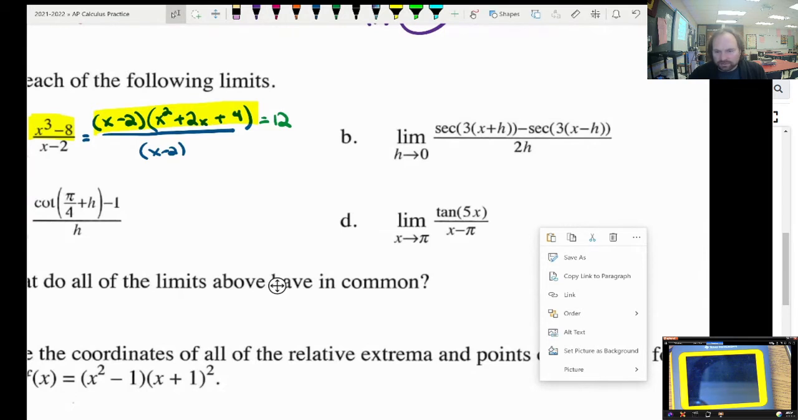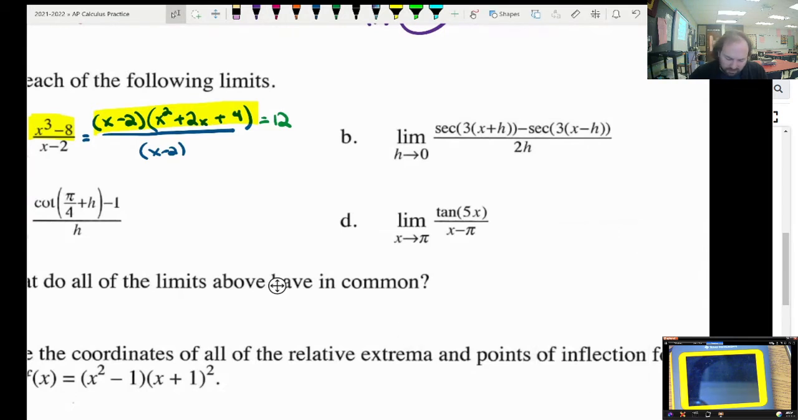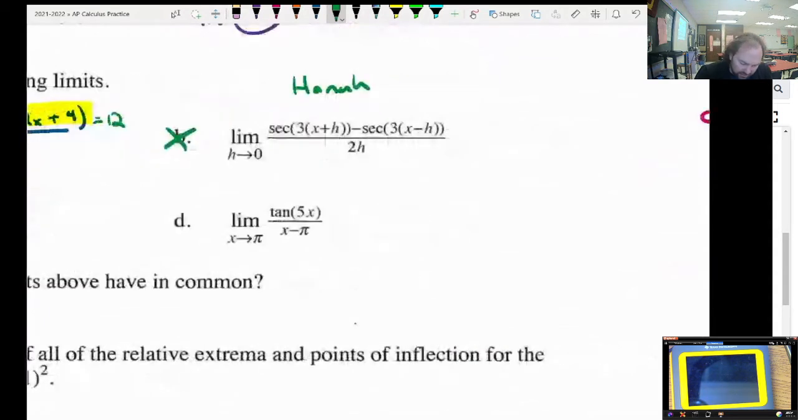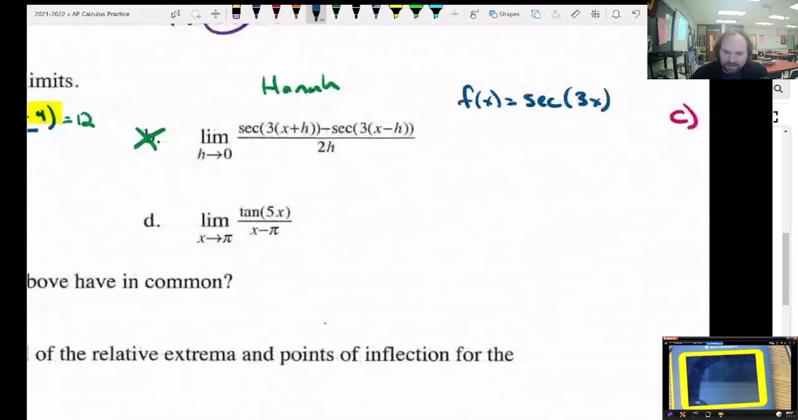You know what? The more I look at this question, I was hoping for some basic limit problems, but these are not fun. I don't like B at all. B is Hannah's method. What we are meant to see right now is that the function is secant of 3x. So I'm not going to assign this question in class. So if you're watching this video, I apologize. You can skip ahead, but I'm going to do these problems anyway.